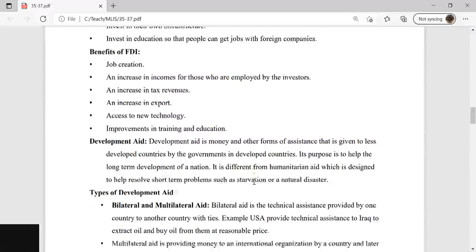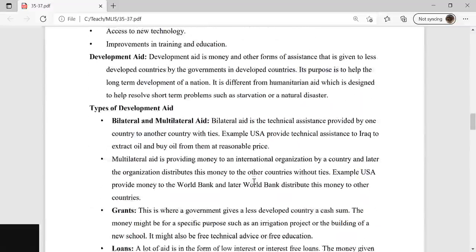There is another similar term called development aid. Development aid is a topic from your previous book. In your previous curriculum you had this topic, but in your current curriculum you don't have this topic. But I'm just discussing this topic shortly. Foreign direct investment is money coming from another country for the purpose of business. But development aid is not for the purpose of business. It's coming to your country for assistance, or help.